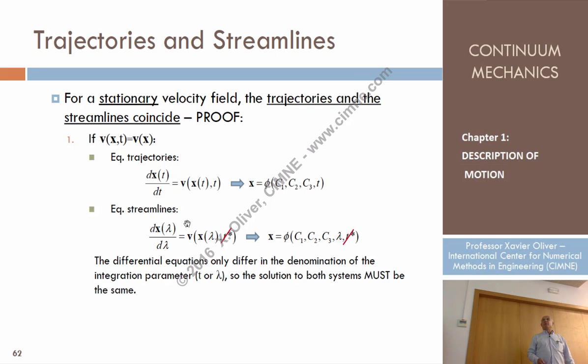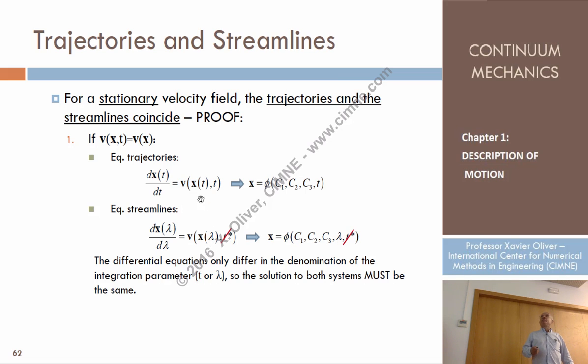Now, in the case of streamlines, the differential of x(lambda) with respect to lambda equals b, which is a function of x, which depends on lambda, and t star, where t star is the parameter, the time in which we are computing the envelopes.